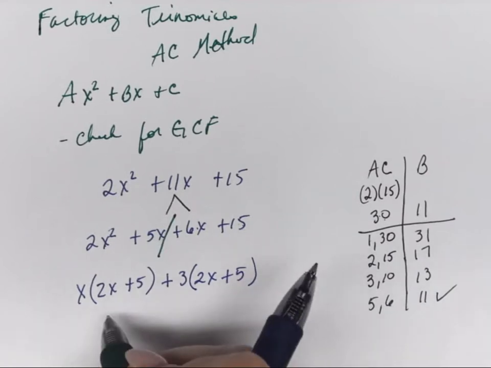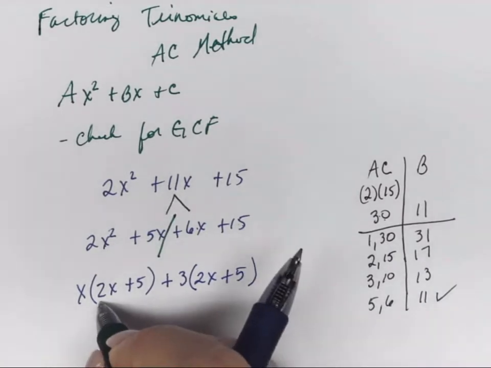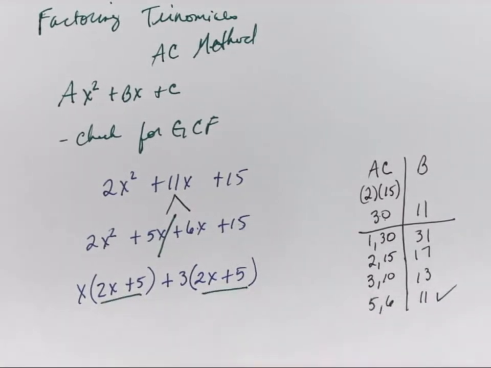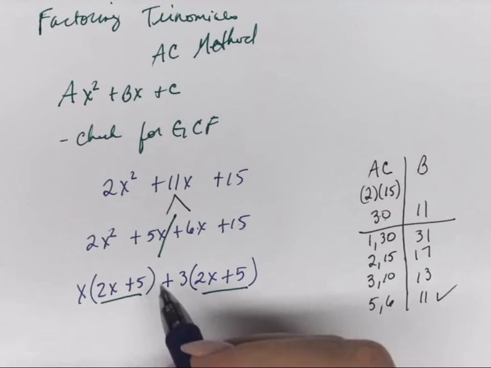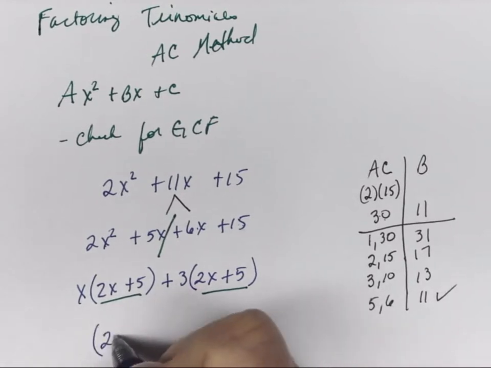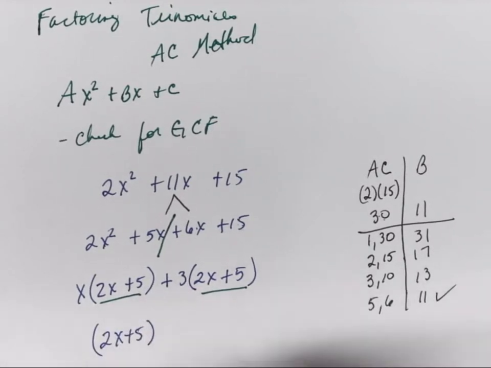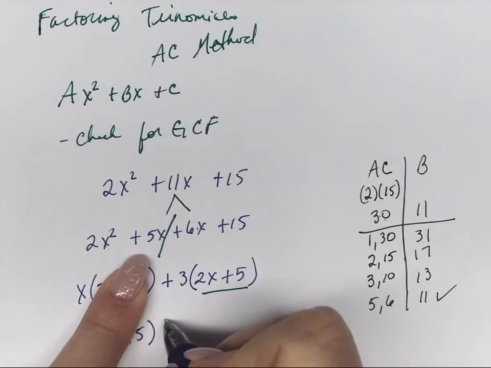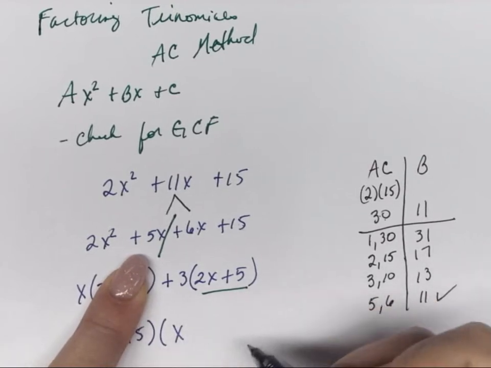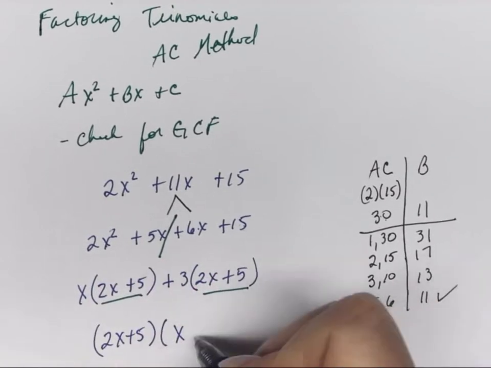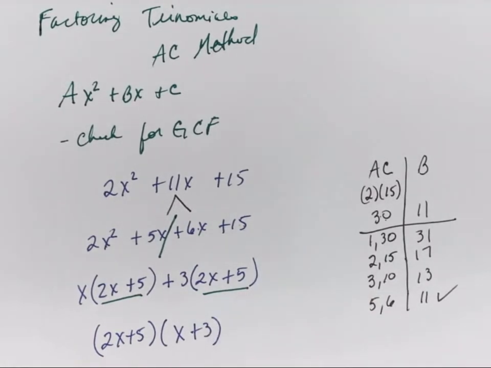Notice, just like we did in factor by grouping, the parentheses match. If they match, you did it right. If they don't match, you need to go back and see what you did incorrectly. So our GCF is 2x plus 5, and when we factor that out, we have an x. We factor this out, we have the 3. And that's our answer right there.